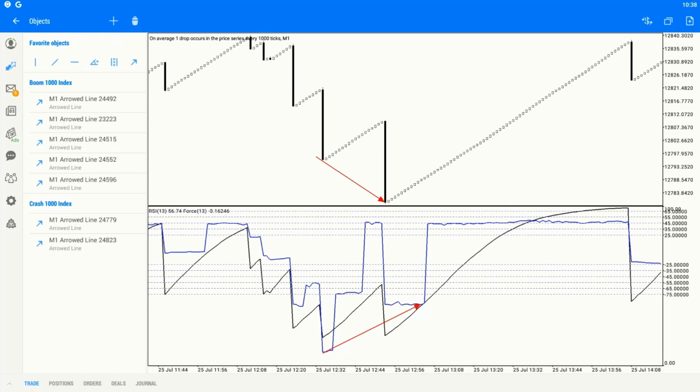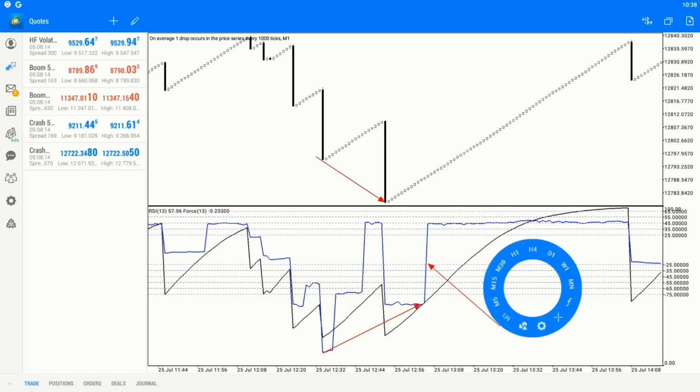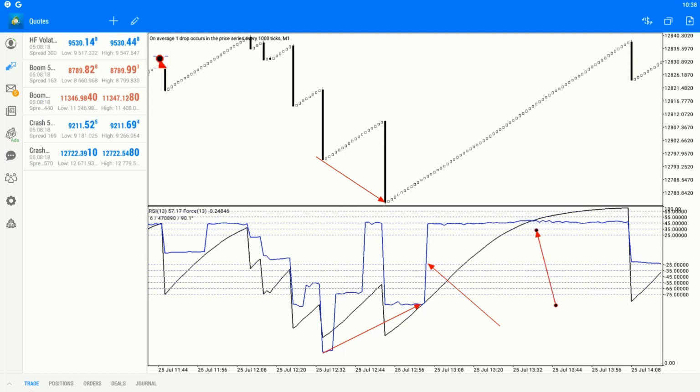or we buy Crash 1000 when the force returns back around here. So we take our trade around here, and we exit the trade when the RSI crosses the blue line or the force indicator around here.